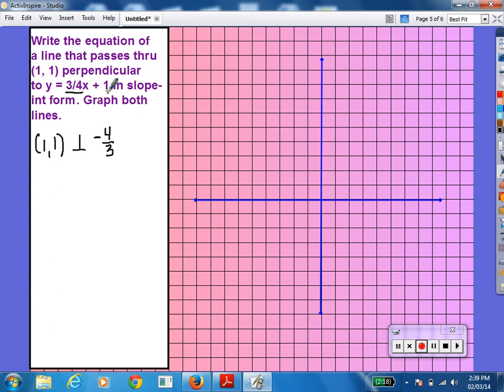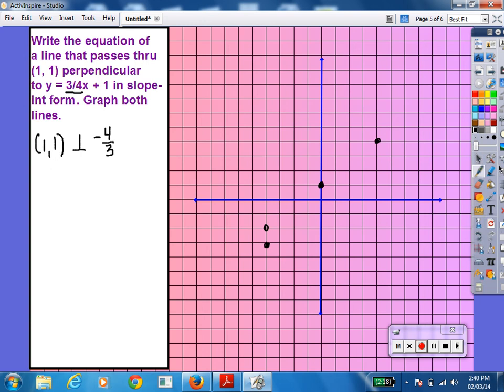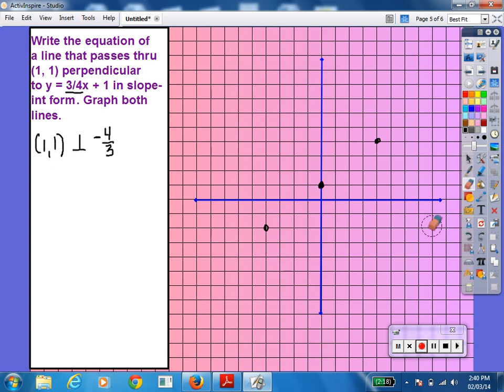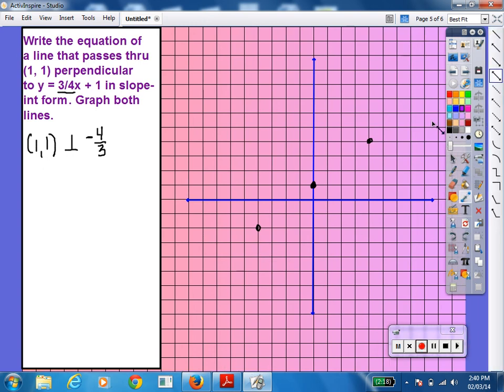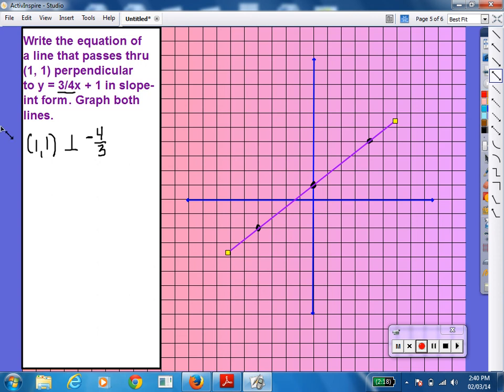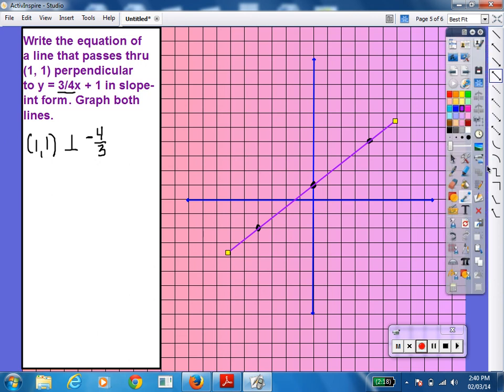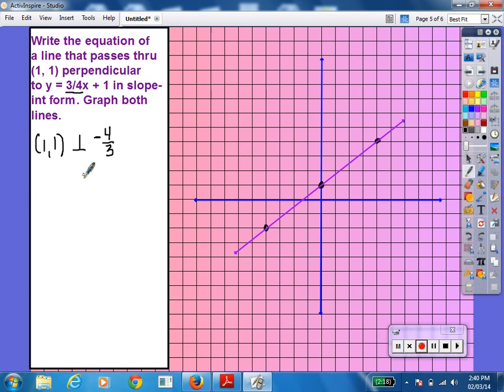So our y-intercept here is (0, 1), and our slope is rise 3, run 4. Or we're going to go down 3 and left 4. 1, 2, 3, left 4. We'll get that one fixed up. We'll do it in purple here. And here's our original line, because we have to graph both. Okay, so there's our original, and that's practice graphing.